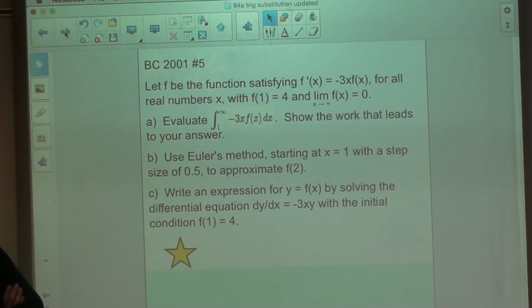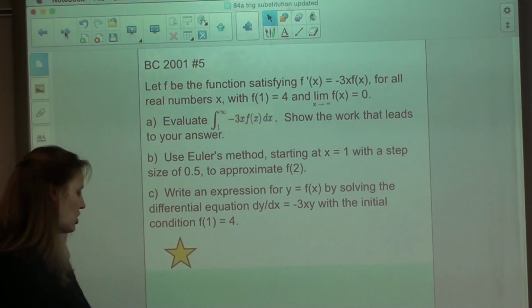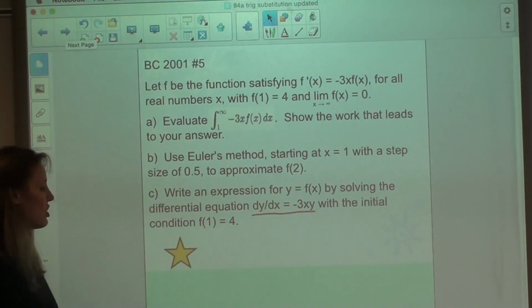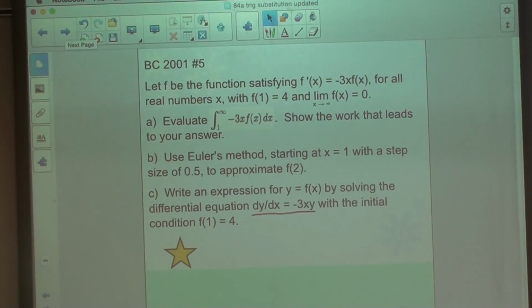Part B, though, you need to do. Let's review some Euler's method. It's been a whole day, so sometimes you forget. We're going to start Euler's method starting at 1 with a step size of 0.5 to approximate f of 2. So you're going to do 2 iterations of Euler. And then the final one, you're solving the differential equation dy dx equals negative 3xy with the initial condition f of 1 equals 4. So take a few minutes, give this a shot. Feel free to work together, especially on part A. See what you come up with.